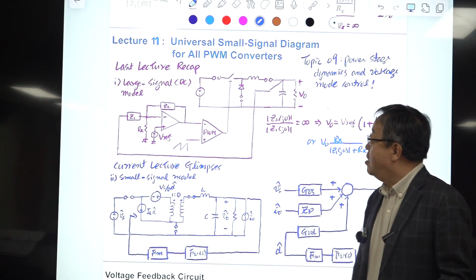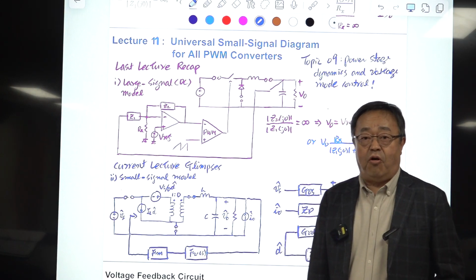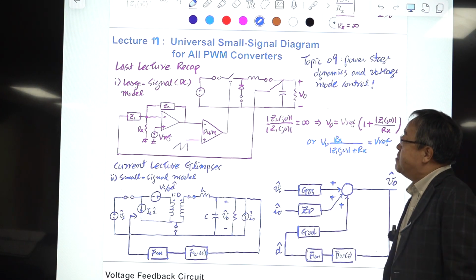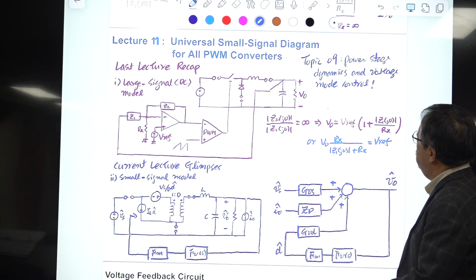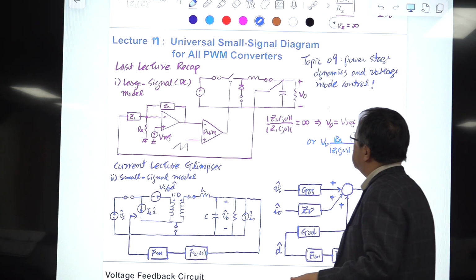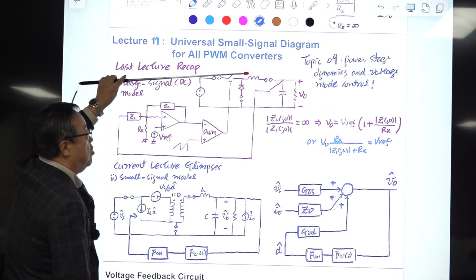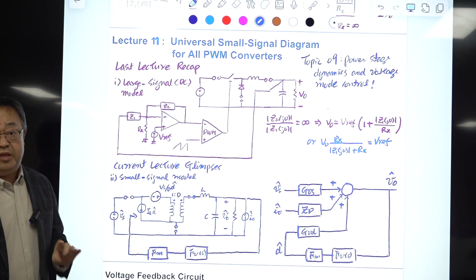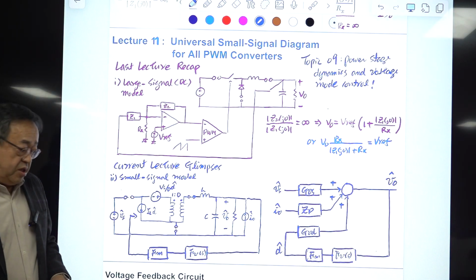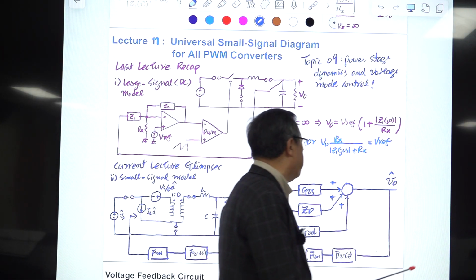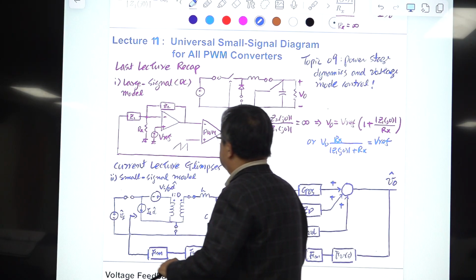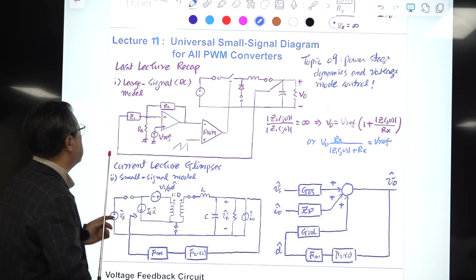Hi, this is the last lecture of this topic. Lecture 11 will deal with the universal small signal diagram applicable for all PWM converters, non-isolated, isolated, operating in CCM or DCM. First, this is the summary of the previous lecture.